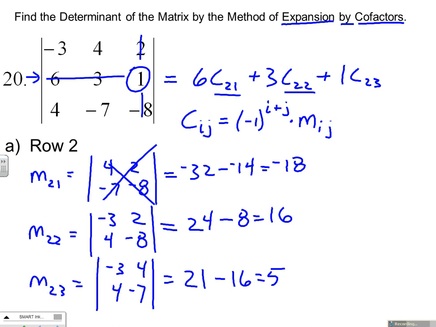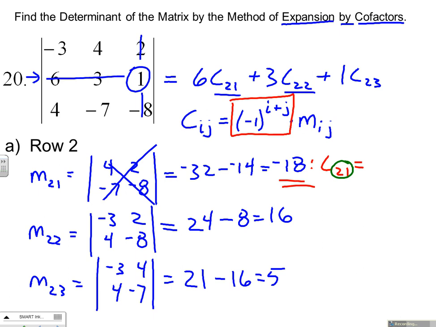So what does this do to minor? Well, if i plus j has an even sum, then the negative gets absorbed and cofactor ij is just equal to minor ij. However, if my row plus my column, i plus j, is an odd number, negative 1 to an odd number is negative 1 times my minor. So cofactor 2, 1 is either negative 18 or positive 18, depending upon the sum of these guys.